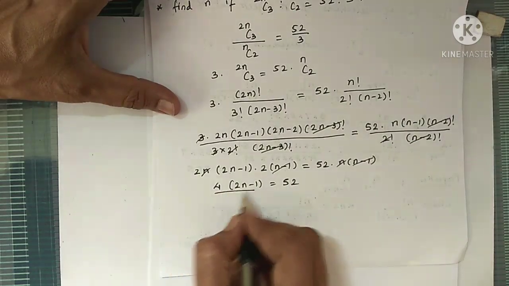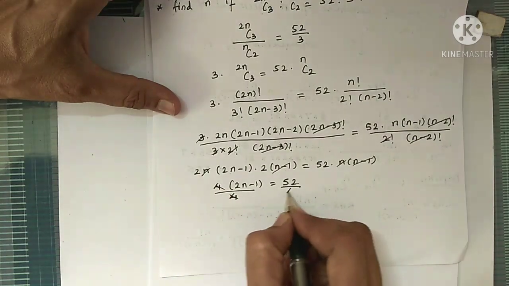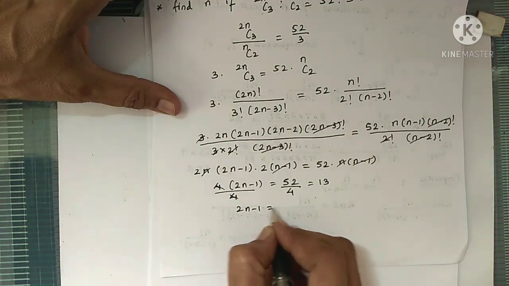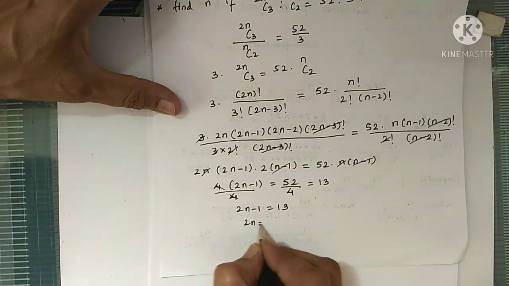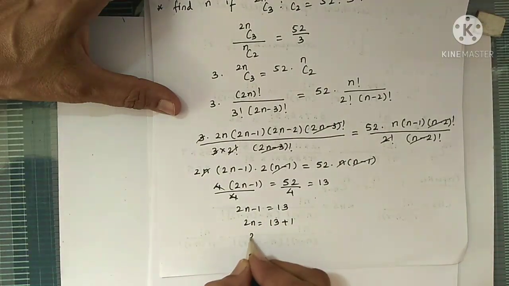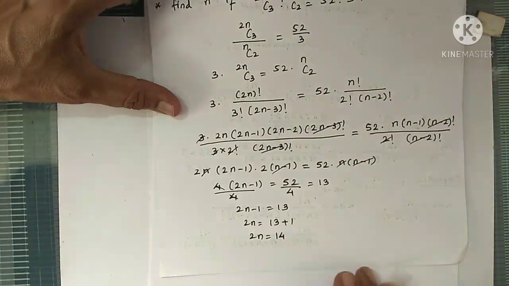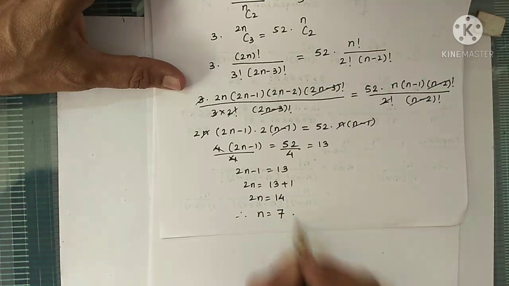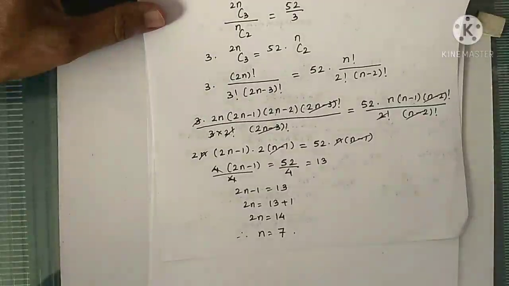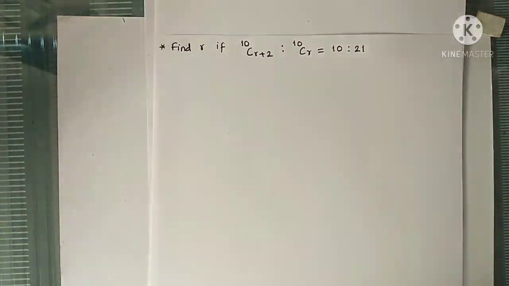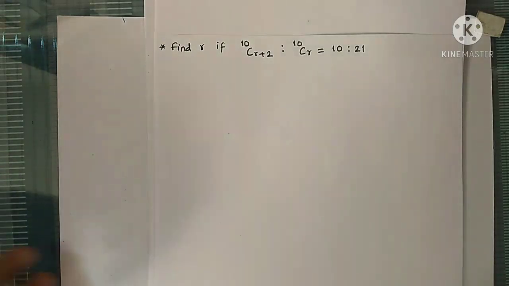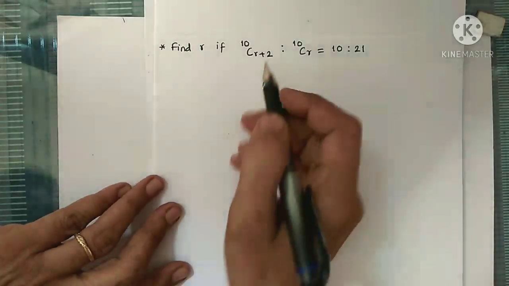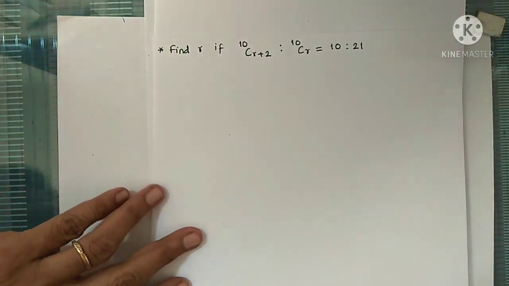So let's divide both sides by 4 so that this 4 gets cancelled. So this is 13. So 2n minus 1 equal to 13. So 2n equal to 13 plus 1. So 2n equal to 14. So value of n is 7 using the formula. Now let's solve one more question of this kind. Now r we have to find out, and it is in the suffix. Okay, let's find out r here.